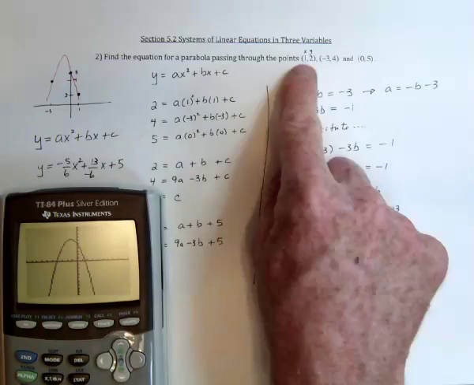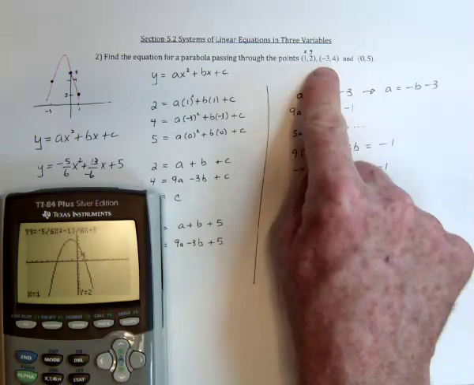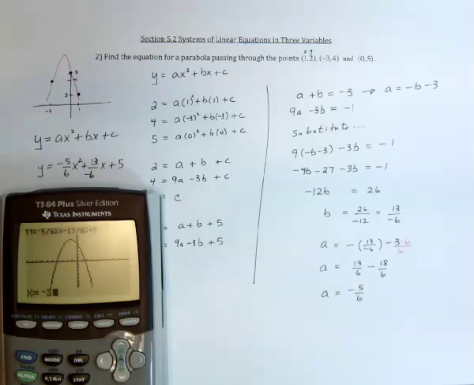So substitute a 1, and the y value should be a 2. So trace, put a 1. 1 comma 2 is correct. Next, test the negative 3 and 4. So type in a negative 3 and enter. Yes, that works, negative 3 and 4. And finally, 0 and 5 works. And so we've got it. There is the parabola.